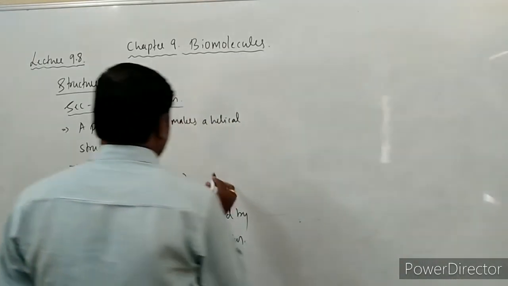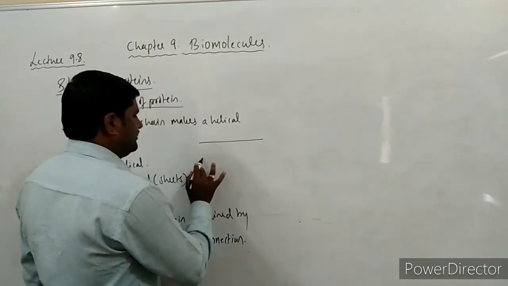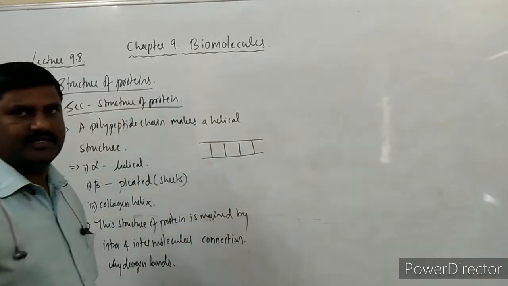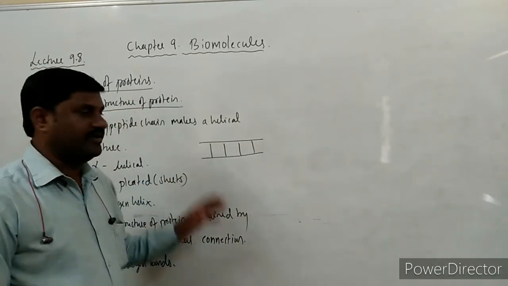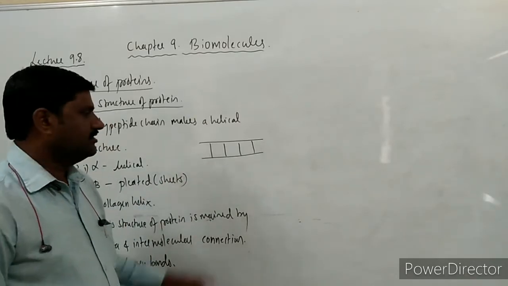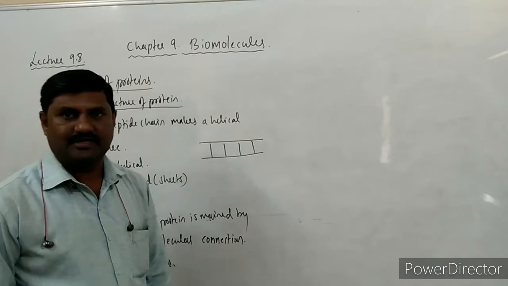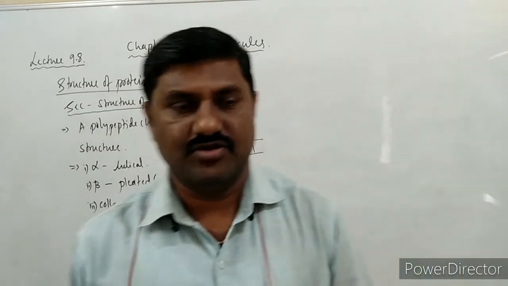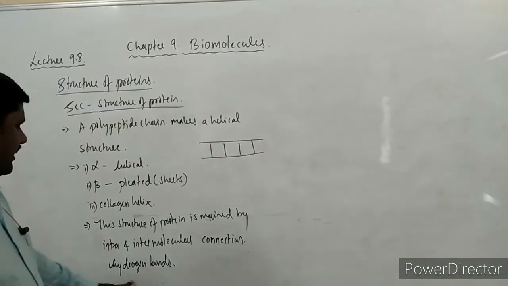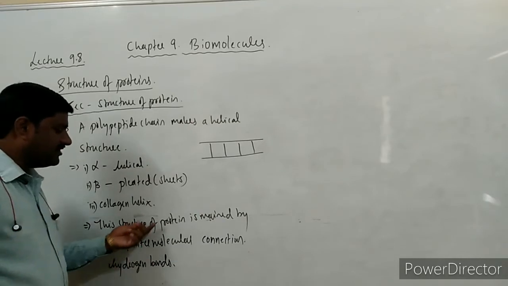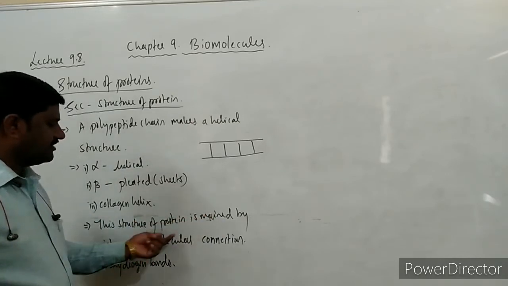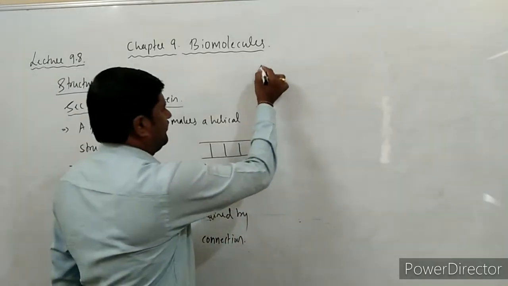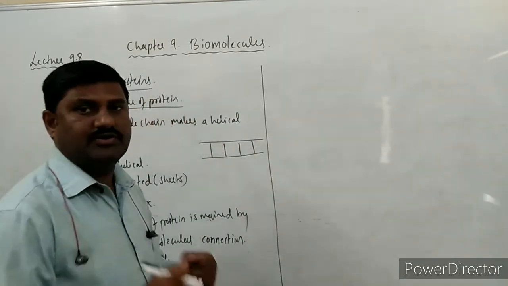Say for example, this is one polypeptide chain and this is another polypeptide chain. These two are held together with the help of hydrogen bonds over here. So this is intermolecular, in between two molecules of polypeptide, two polypeptide chains. In the same way, within the same polypeptide chain, the bonds are found over here. So those bonds are hydrogen bonds. So with the help of hydrogen bonds, they have been bonded to each other.